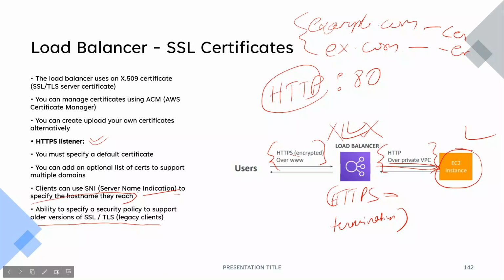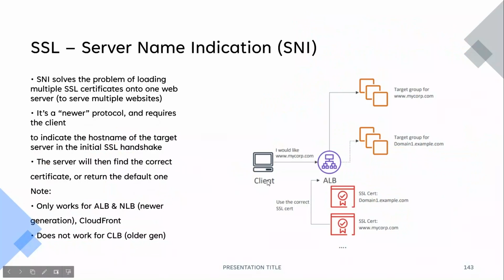Okay, so you need to understand this particular concept thoroughly. Now what is meant by Server Name Indication, or SNI? SNI solves the problem of loading multiple SSL certificates into one web server. So basically you have multiple domains. Here you have an SSL certificate for domain1.example.com, like I said before. Here you have another one for mycorp.com. It's a new protocol and requires the client to indicate the hostname of the target server in the initial SSL handshake. So in the initial SSL handshake, it identifies, okay, this is coming from this particular domain, so I need to load this particular SSL certificate.